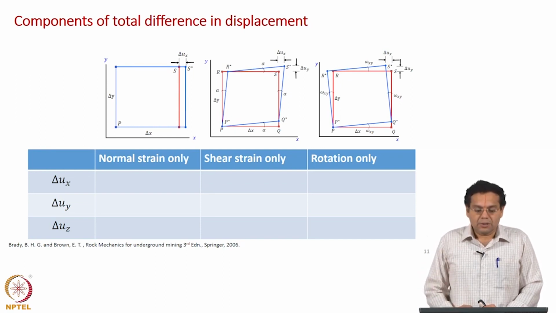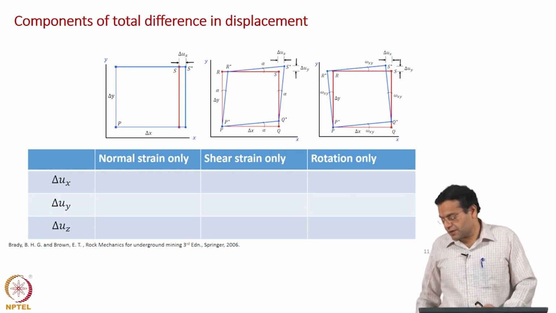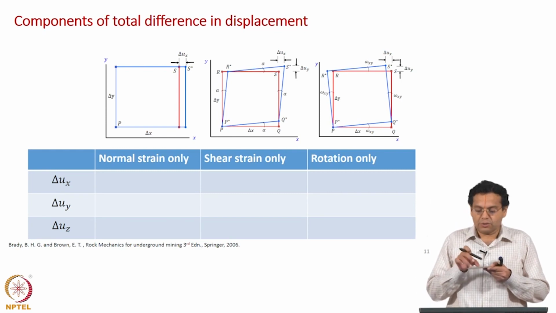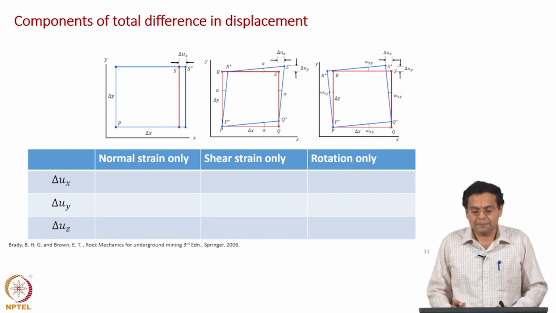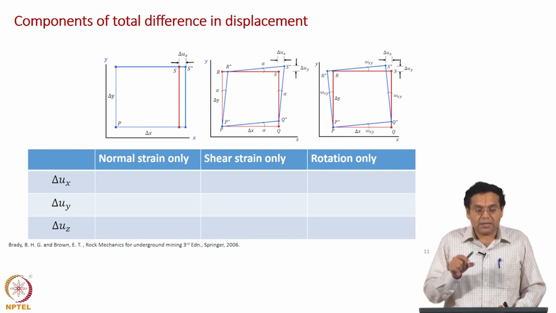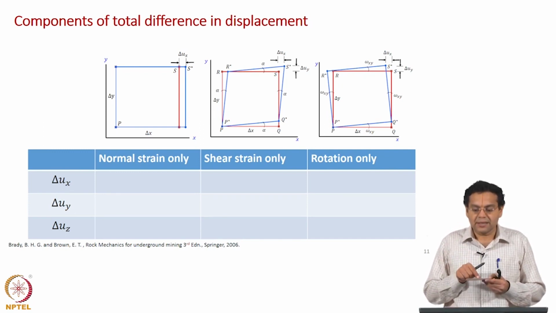Now, what is total difference in displacement? It just tells you that whatever 2 points and their total difference in displacement, which may be because of rotation, normal strain, shear strain. I do not include translation now because we are looking at difference in displacement, translation is gone. But still remember, this total difference includes that due to normal strain, shear strain and rotation.